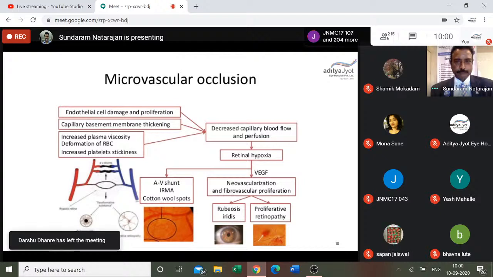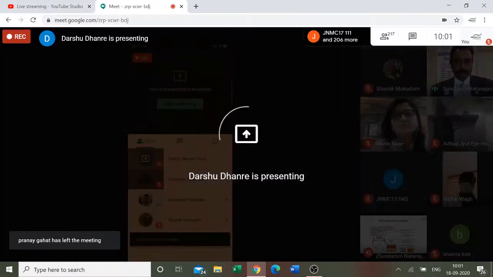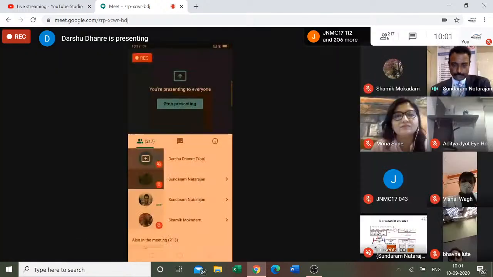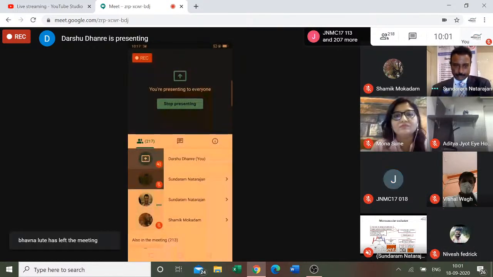How does it happen? Endothelial cell damage and proliferation, capillary basement membrane thickening, increased plasma viscosity, deformation of the retinal RBC, increased platelet stickiness, which produces decreased capillary blood flow and perfusion, retinal hypoxia, VEGF production, neovascularization, rubeosis, proliferative retinopathy, and VEGF also produces IRMA and cotton wool spots, which you are seeing in the diagram. And you see the rubeosis and proliferative retinopathy.